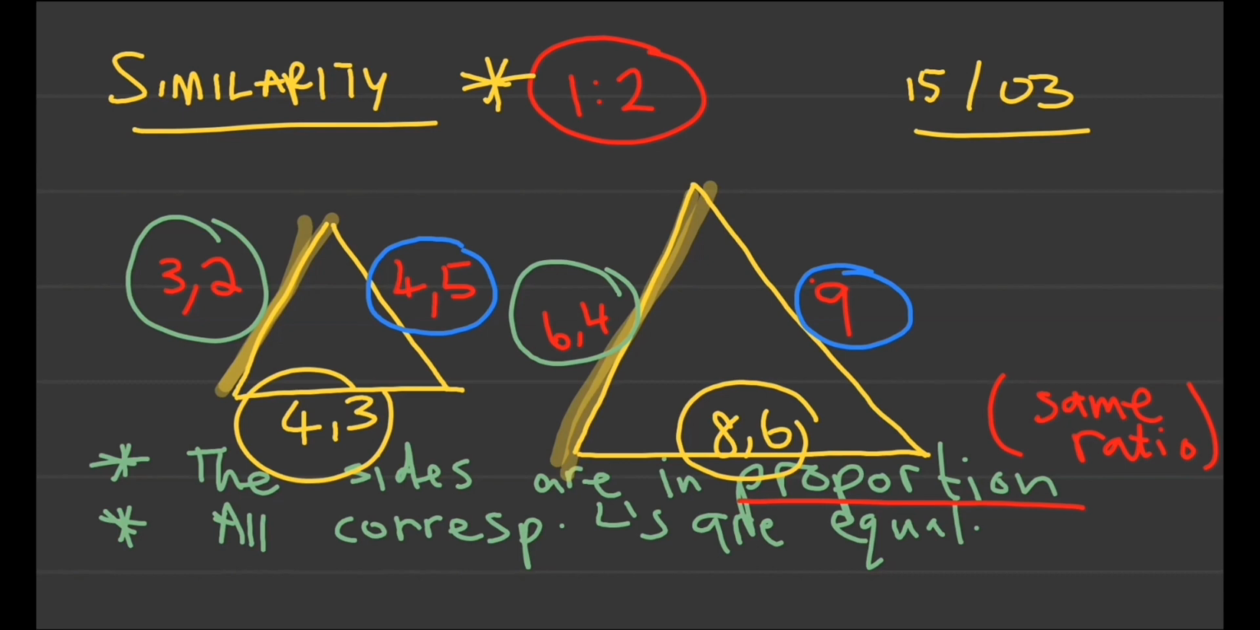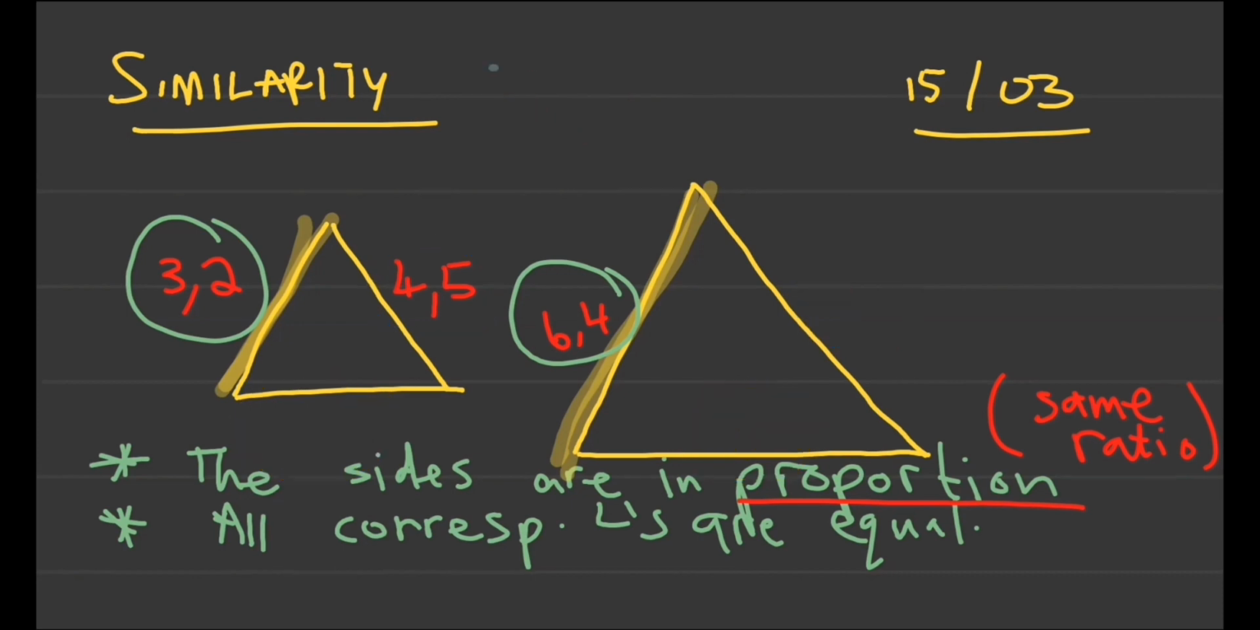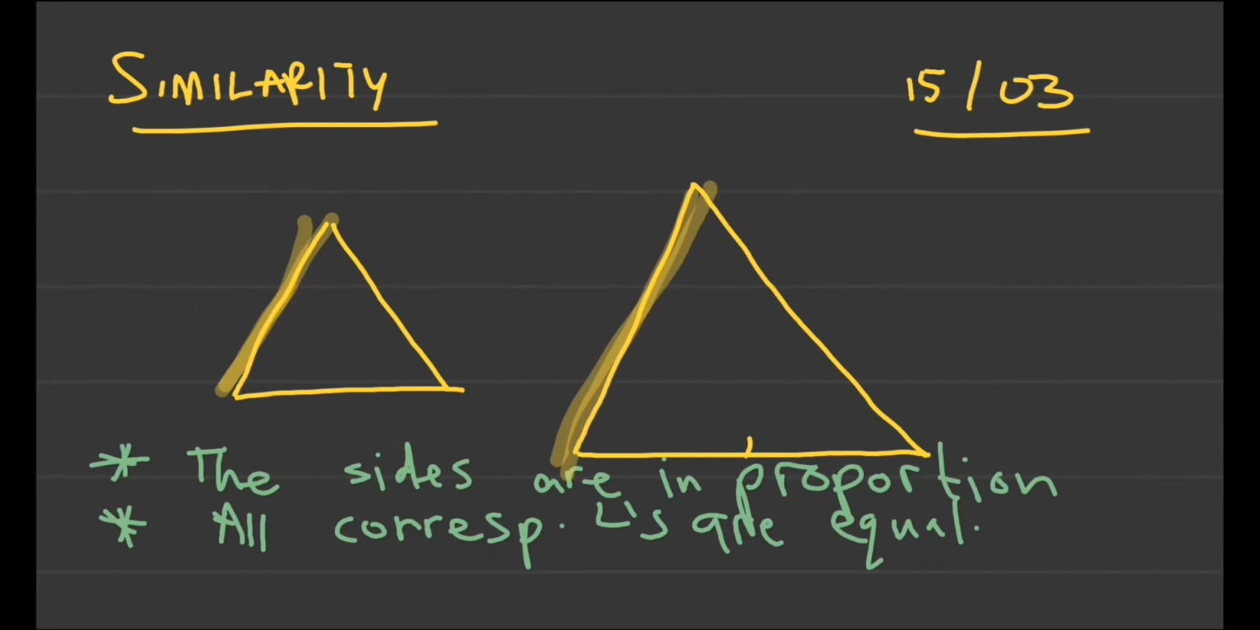And all the corresponding angles are equal. Let me also just explain what that means. The corresponding angles, let's say this was angle A, B, C, D, E, and F. Then I would say angle A should be equal to angle D, because those two are corresponding. And angle B should be equal to angle E, and angle C equal to angle F. Those are your corresponding angles. If all of them are equal, then you can say that you have a similar triangle.